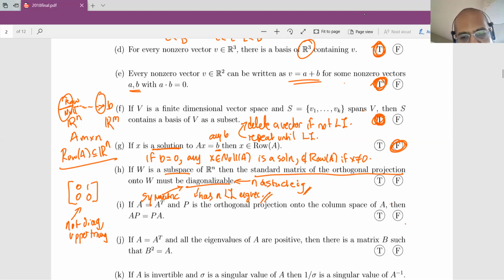Okay, so how do you write the standard matrix of an orthogonal projection? Let's say W is the span of some U1 through UK. What is the matrix of the projection onto W?